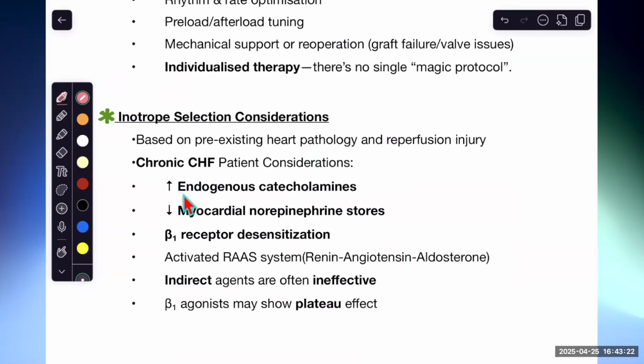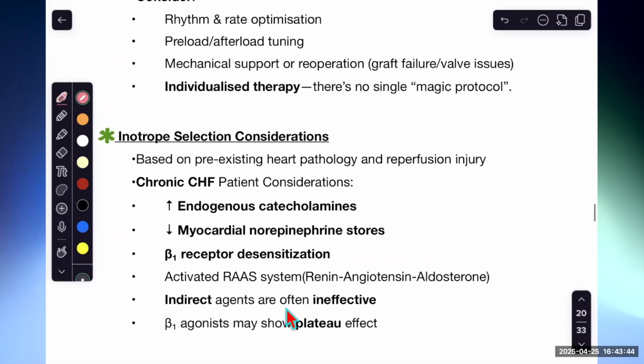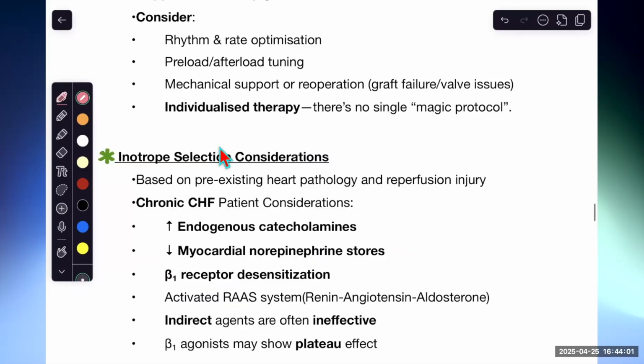Chronic heart disease, as I told you, has high endogenous catecholamines and decreased myocardial norepinephrine stores, beta 1 desensitization, and activated renin-angiotensin-aldosterone, and the indirect agents are often ineffective. So some beta 1 agonists may show a plateau. This is a little bit difficult, but if a patient has chronic heart failure, this is a consideration. You are following with me? And if I have a patient with chronic heart failure, this is the one I just mentioned for you: milrinone.